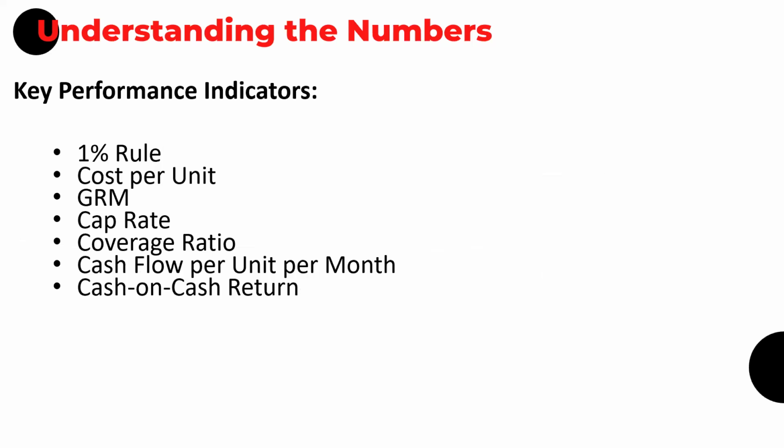So, the key performance indicators that we're going to look at today are the 1% rule, cost per unit, gross rent multiple, cap rate, coverage ratio, cash flow per unit per month, and cash on cash return.